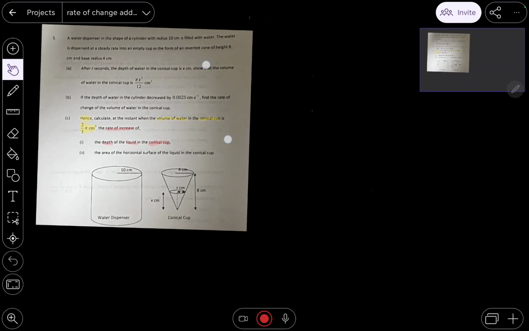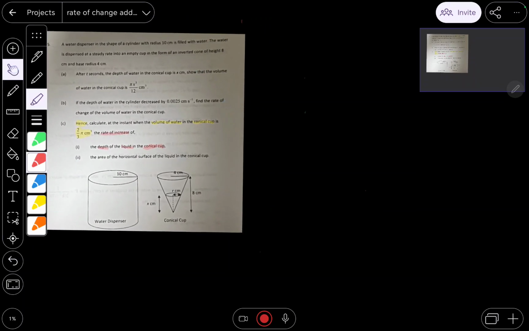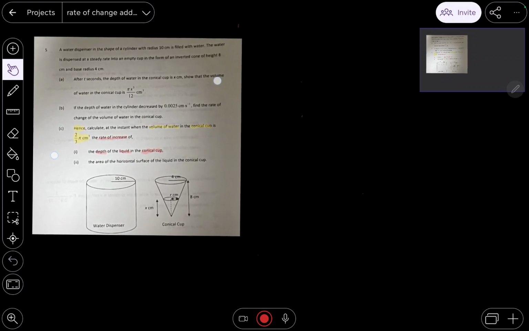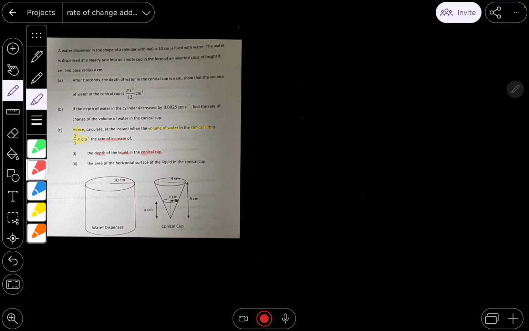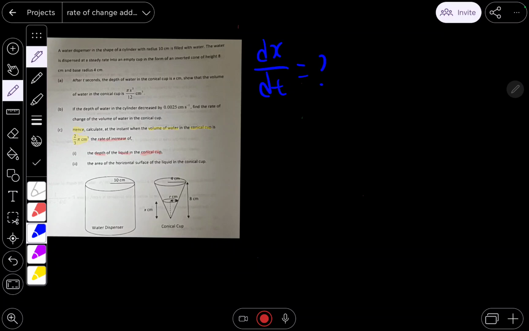Actually, this requires a lot of understanding. So, let's look. What do they want us to find? They want us to find dx/dt, right? Because for the conical flask, your h is x. Correct?